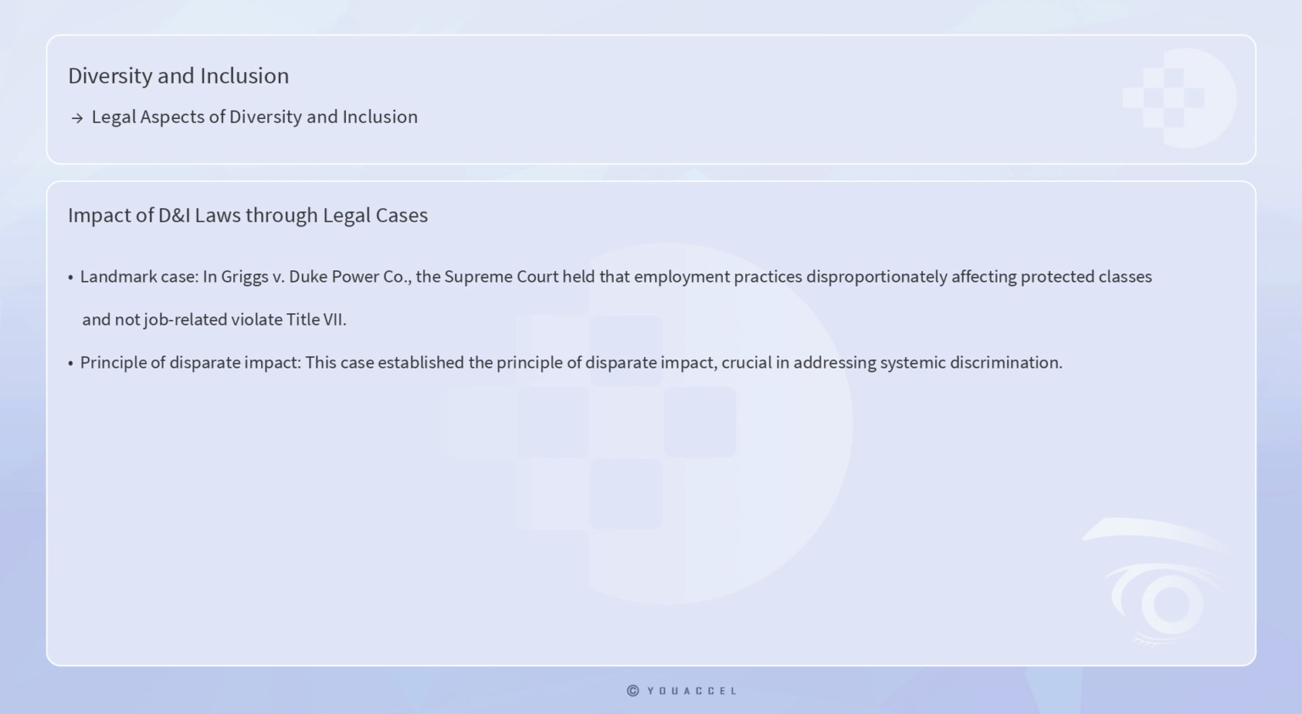Examples of legal cases illustrate the significant impact of D&I laws. In the landmark case of Griggs v. Duke Power Co., the Supreme Court held that employment practices that disproportionately affect members of a protected class and are not job-related violate Title VII, even if there is no intent to discriminate. This case established the principle of disparate impact, which has been crucial in addressing systemic discrimination.